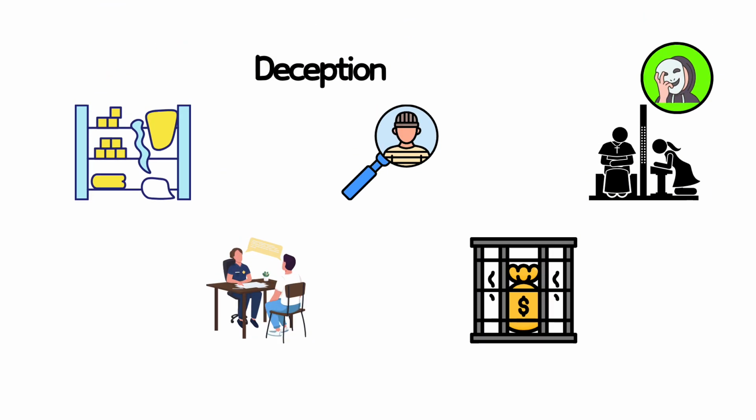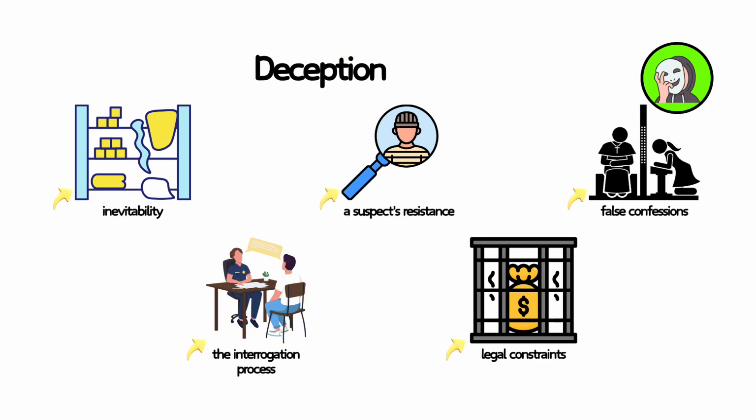For example, an interrogator might say, "We have your fingerprints at the scene," even if they don't, to pressure the suspect into admitting their presence. Alternatively, they might fabricate a story about an accomplice confessing, creating a sense of inevitability that encourages the suspect to come clean. Deception is a double-edged sword.